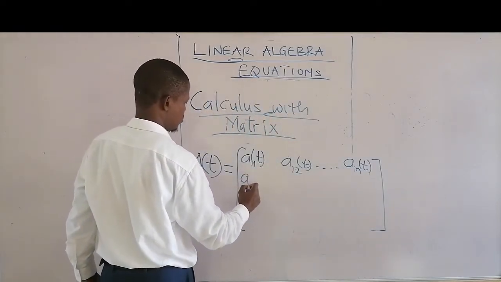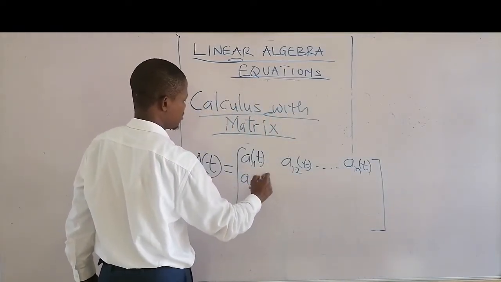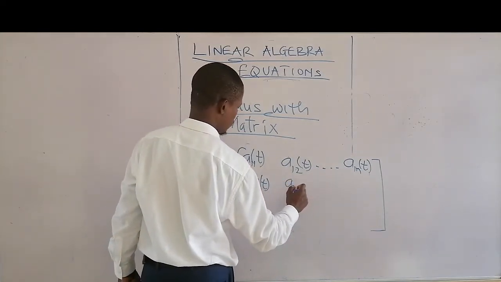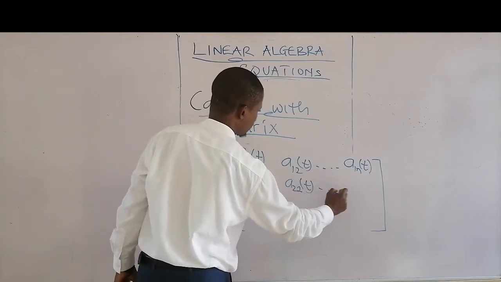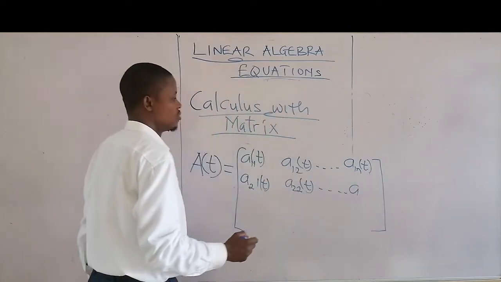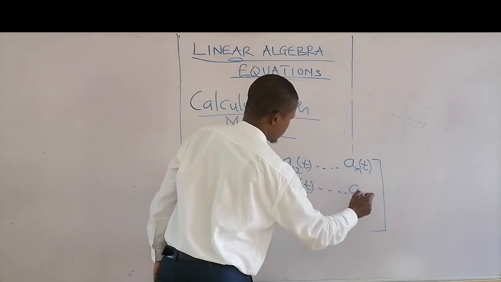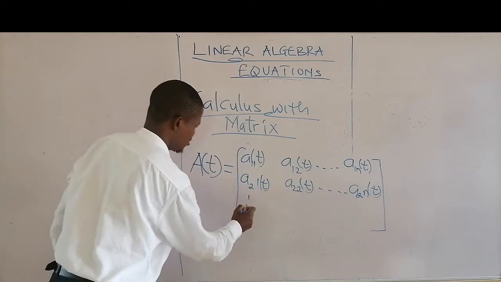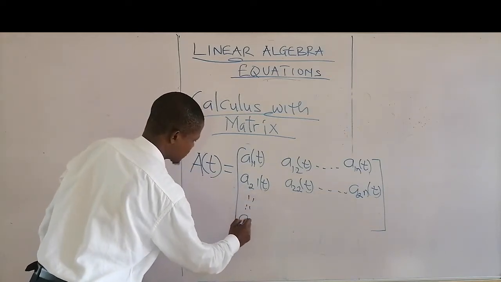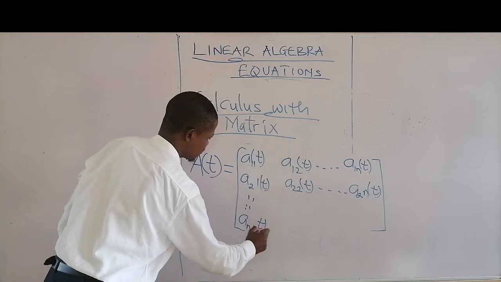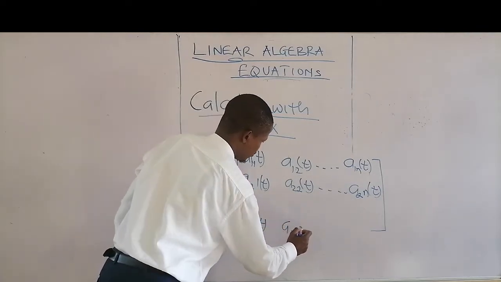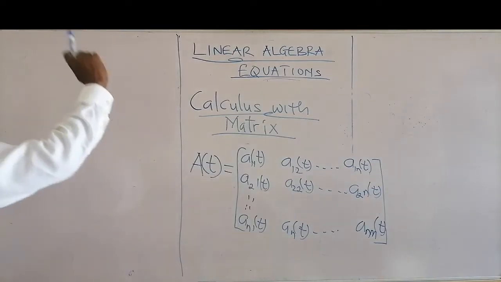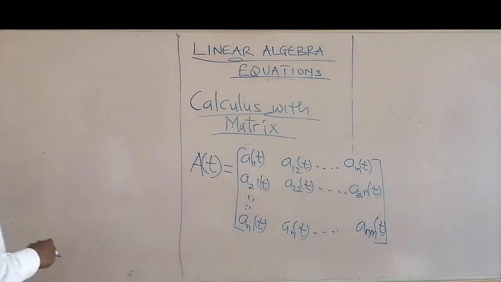Then we have the second row: column 1 as a function of t, column 2 as a function of t, and it goes on to the last element on that second row, in column n. So we have all these entries, the last one here being An1 as a function of t, An2 as a function of t. So this is the matrix we have, whose elements are functions of t.